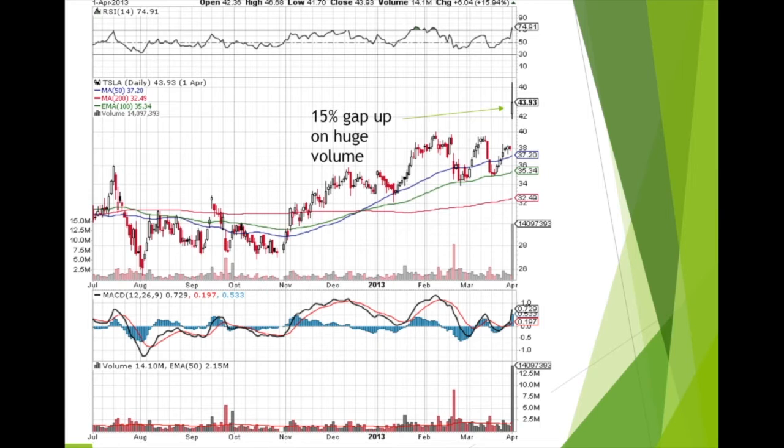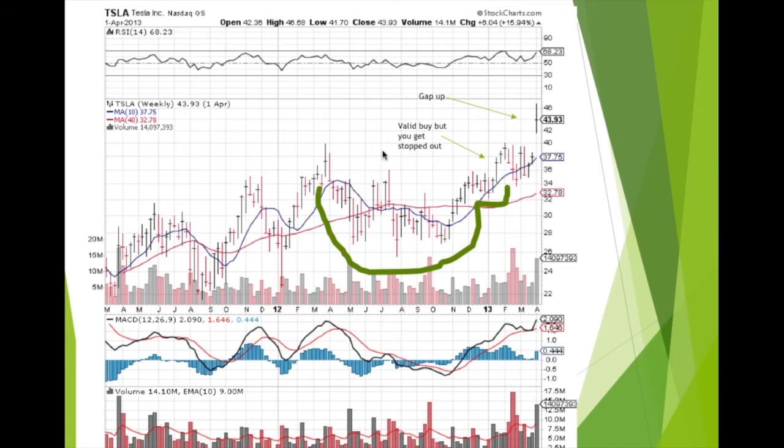Let's look at Tesla here. Tesla here has a 15% gap up on huge volume here. So I'm not going to buy this stock this day. I'm going to give it some time. Too extended for me. I'm going to give it some time. Here's the weekly chart here. Here's a big cup and here's a big candle.